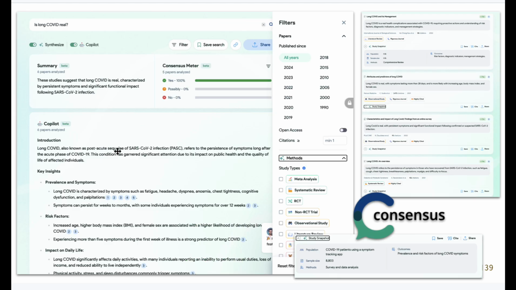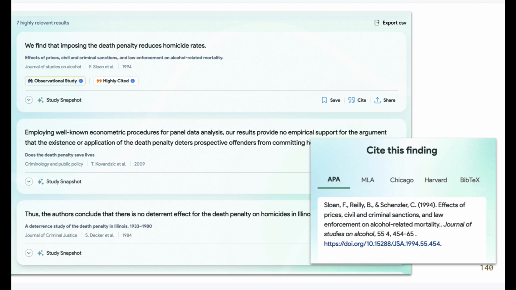And then this is what it looks like when you get in. You get the summary, you get a consensus meter, you get some evaluations within, in this case, Microsoft Copilot. Here you see the methods, and you get to look at articles in a very different way. And here you see some of the consensus. And note that this tool, like a few of its companions, will also cite these works and give you study snapshots and give you evaluations. Is it highly cited? What type of study is it?